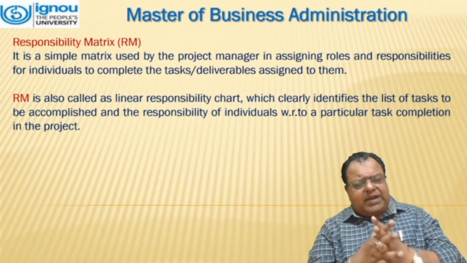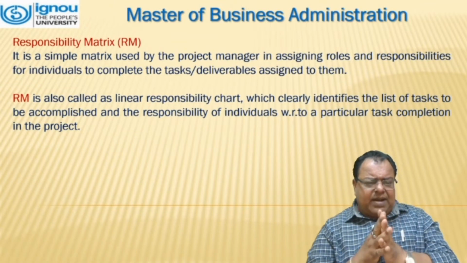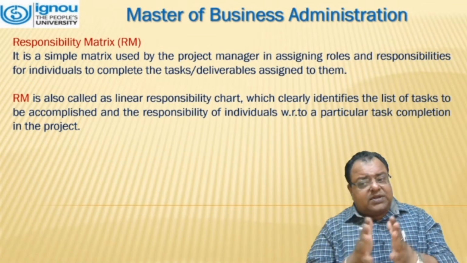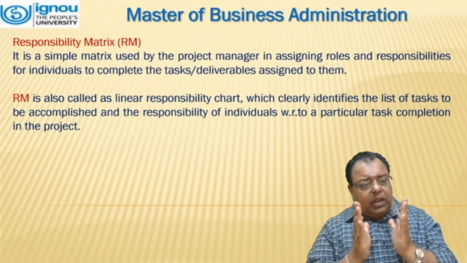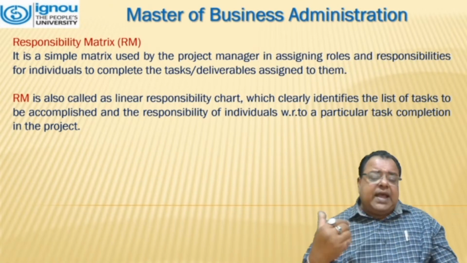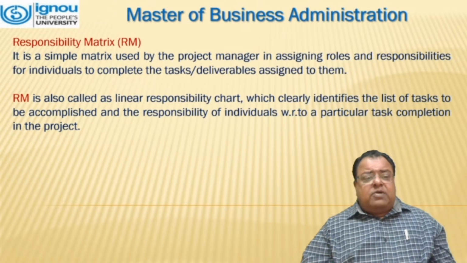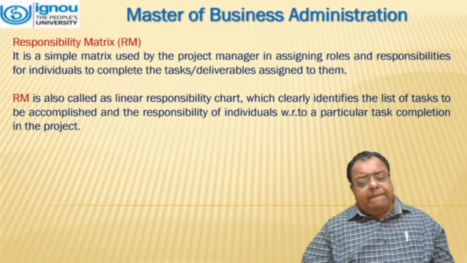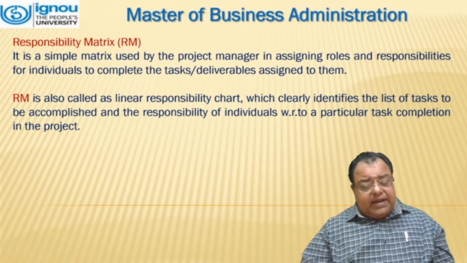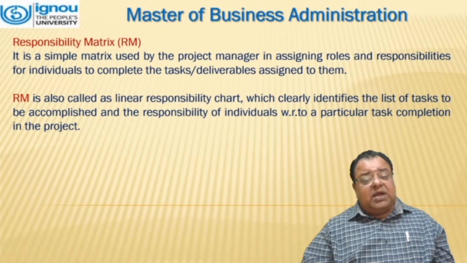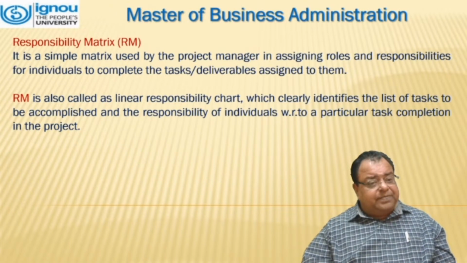What is a responsibility matrix? It is a simple matrix used by the project manager in assigning roles and responsibilities to individuals to complete the task deliverables assigned to them. The responsibility matrix is also called a linear responsibility chart, which identifies the list of tasks to be accomplished and the responsibility of individuals with respect to a particular task completion in the project.